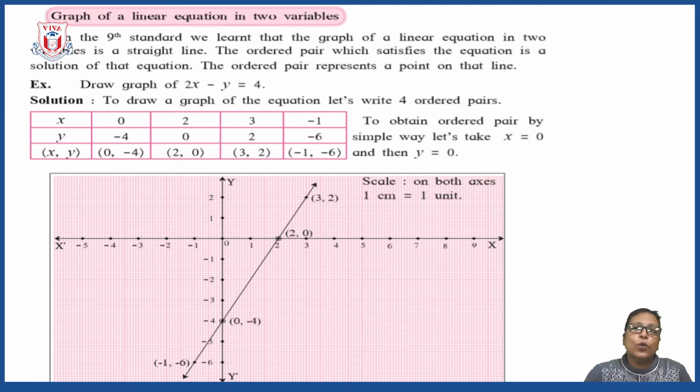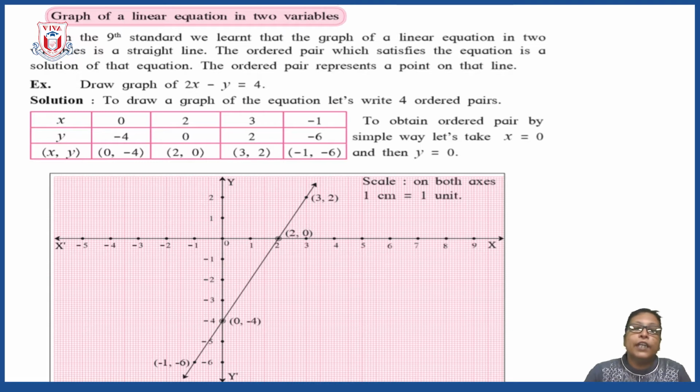Okay. So I have taken this page from the textbook itself. You also can see it in the textbook. Here we have taken one example. Draw the graph of 2x minus y is equal to 4. And for drawing that graph, one table is prepared, and in that table the suitable values of x and y are taken. How to make that table I will make you understand.